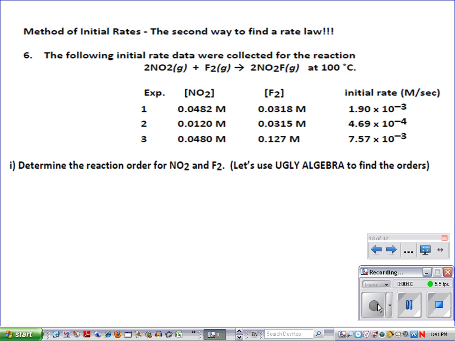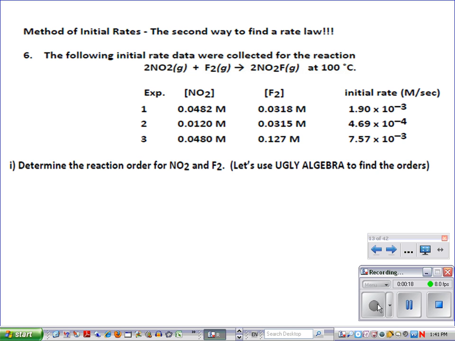All right, take out your notes and your calculators. Today we're going to look at the second way to find a rate law from a kinetics standpoint. On Friday you learned how to find a rate law from a mechanism.